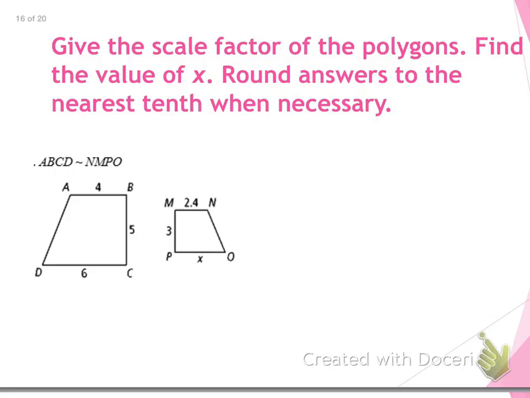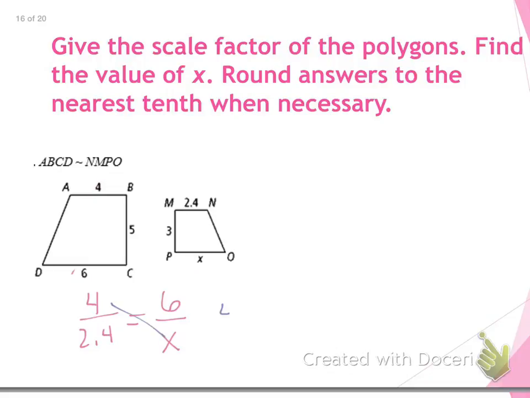Okay, give the scale factor and find x. So first off, finding x, we've got to set up the proportions to find it. Let's start with 4. 4 matches with 2.4. If I'm finding x, I need x in my problem, so my next set I want to pick is the one that has x in it. So 6, which matches with x. So I'm going to cross multiply to solve it.